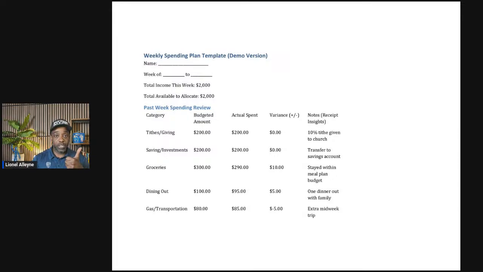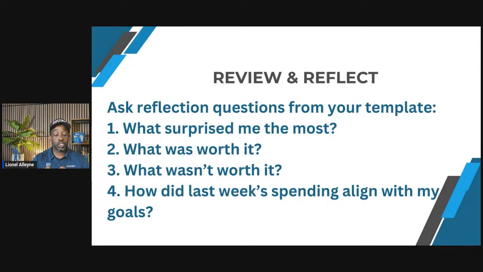So again, budgeted, actual, then what's the variance? And based on the reflection questions, that's when you begin to fill out that final column, your notes. What are the notes that you recorded or the conversation you had with yourself about what was the reason why I either stayed under budget or went over budget?